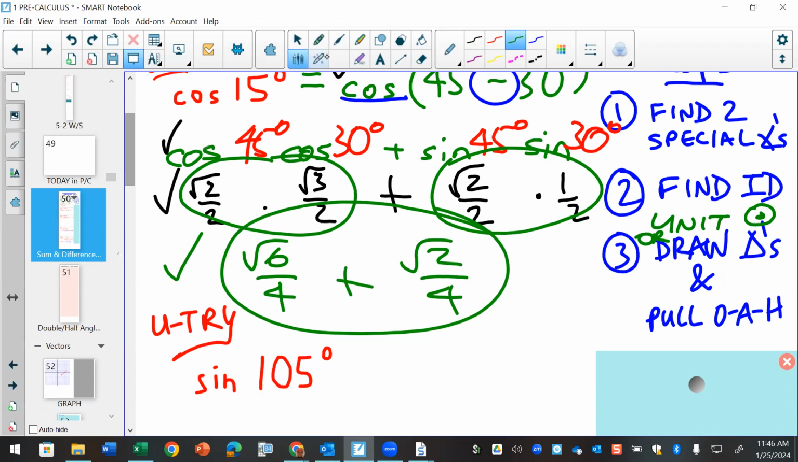Okay, sine of 105 degrees. You try. Okay. But 105's not special. Oh, well. Find 2 that add or subtract to give you 105. Pick any pair that add up or subtract to give you 105. 45, great pick. It's a good pick. I'll use that this time.